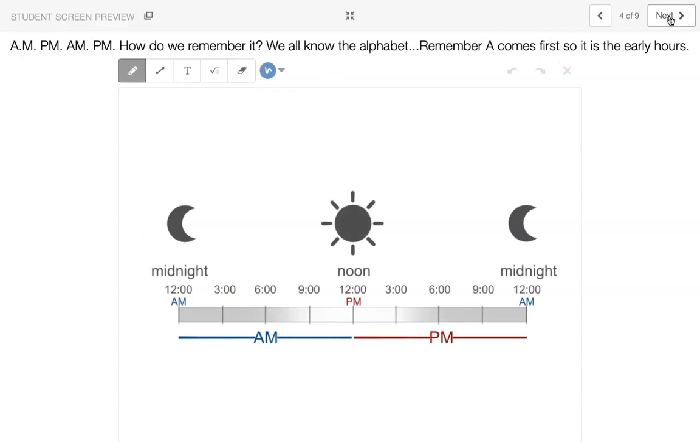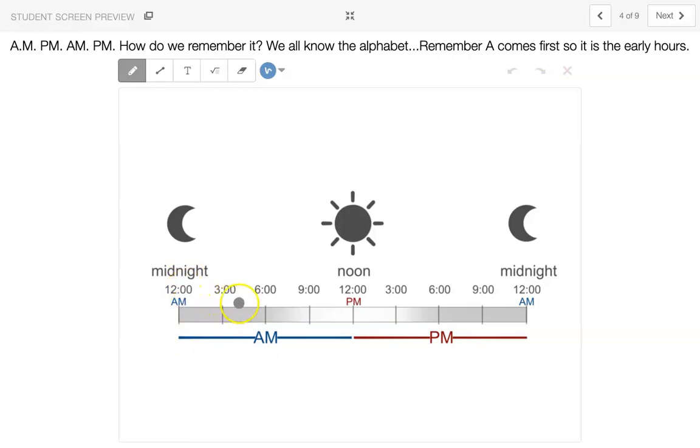So AM, PM, how do we remember it? Well, we all know the alphabet, and it's easy to remember that A comes first in the alphabet. So it's the early hours, the first part of the day. So let's look at this. Here's our midnight, which is really the start of our 24-hour cycle, right? So 12 a.m. is first thing, a.m., midnight.